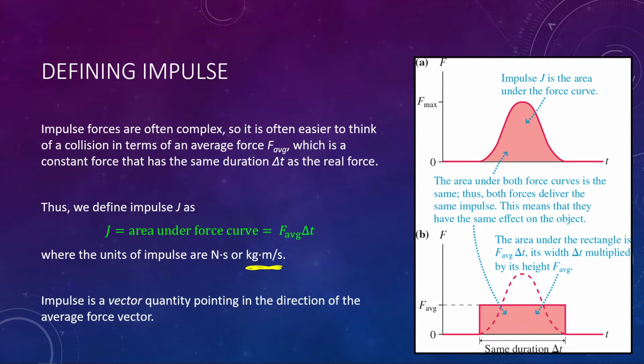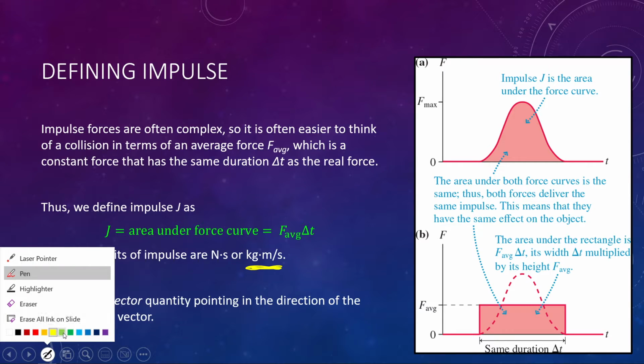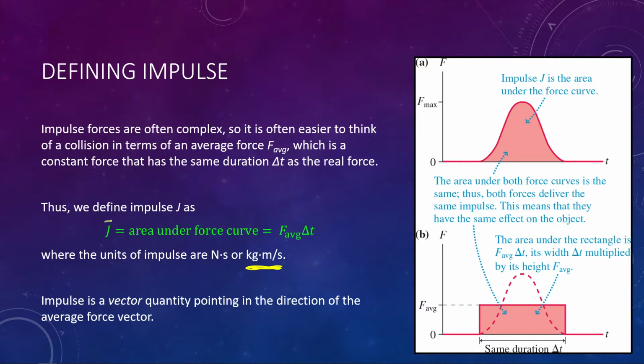Now, one thing to make a note of before we move forward. This is technically a vector equation. In fact, I probably should have put my arrows in. Impulse is a vector. Force is a vector. So based on this equation, if F and J are directly proportional in this case, they're pointing in the same direction. So the impulse is delivered in the direction of the average force. So these do have directions, just to be clear.